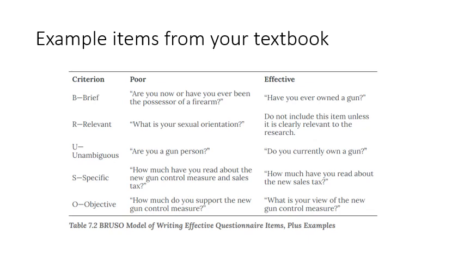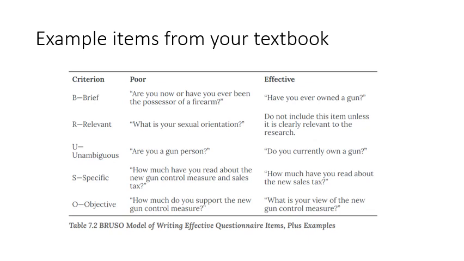U for unambiguous. A poor question example is, are you a gun person? So what does that mean exactly, right? So better to just be clear and say what you mean instead of leaving this phrase gun person up to interpretation. Just ask, do you currently own a gun?